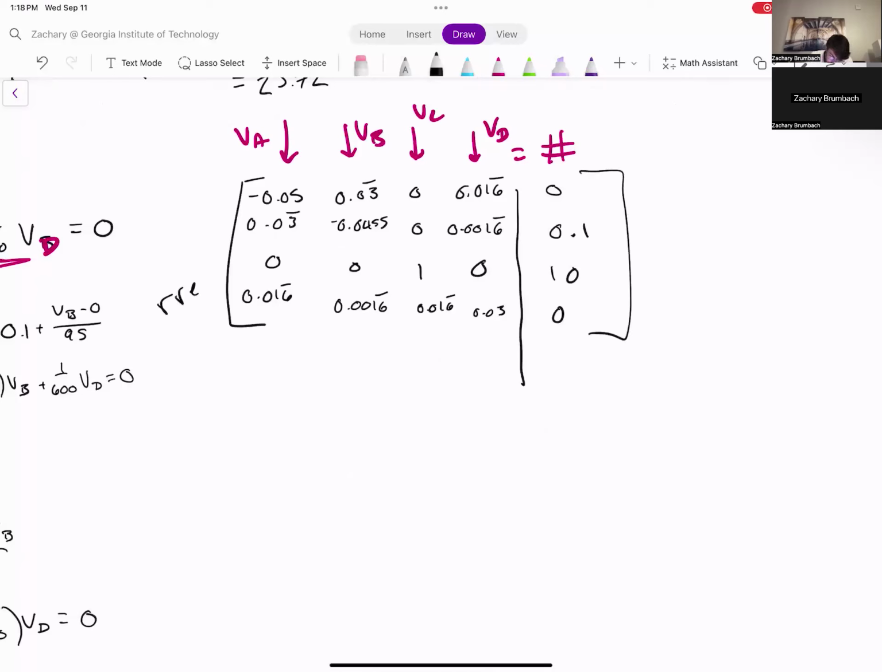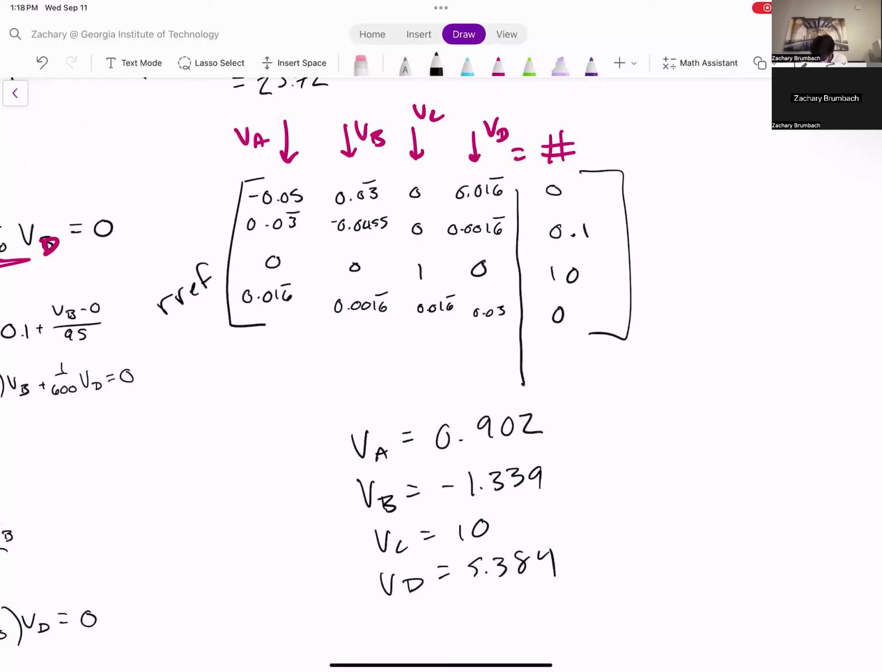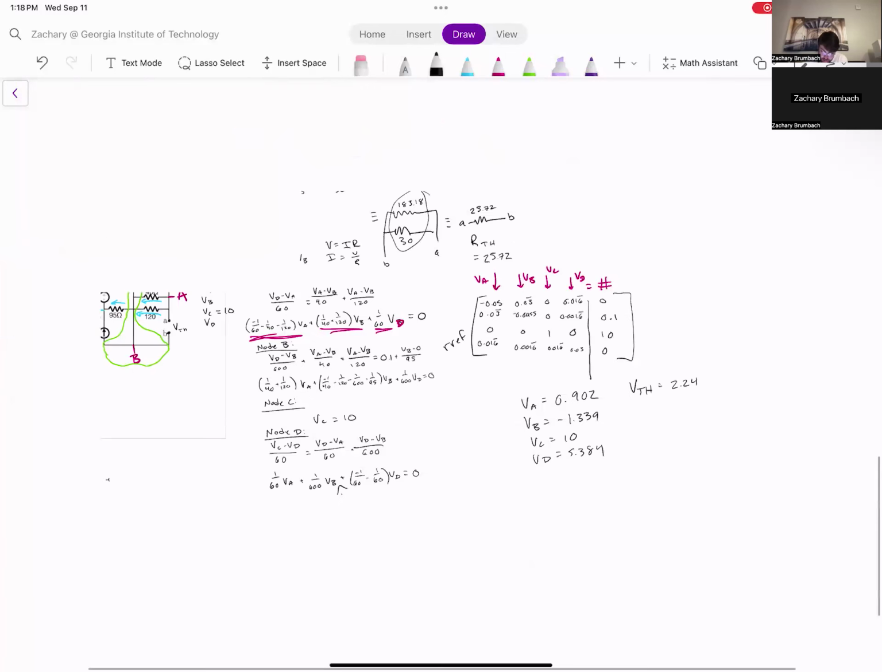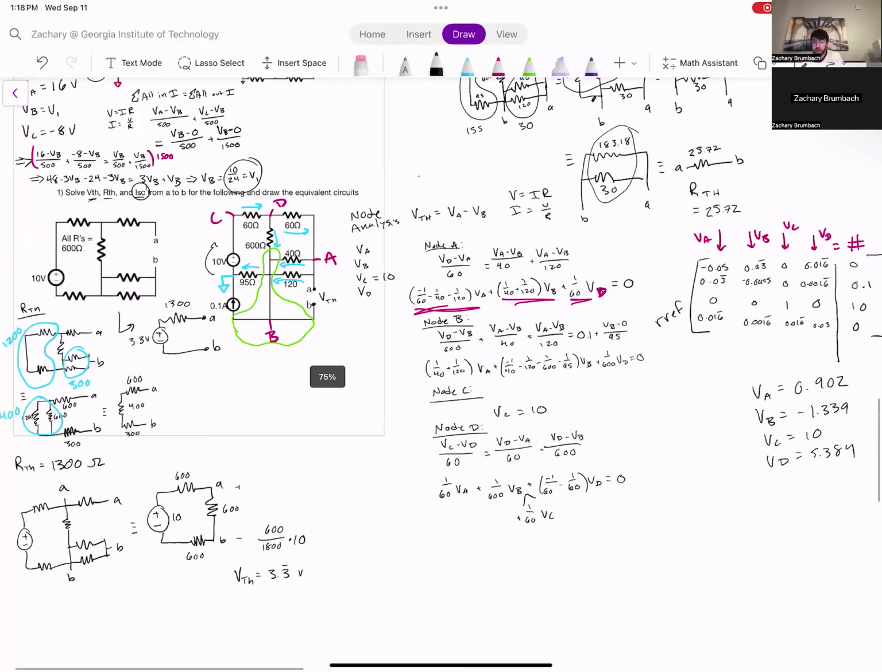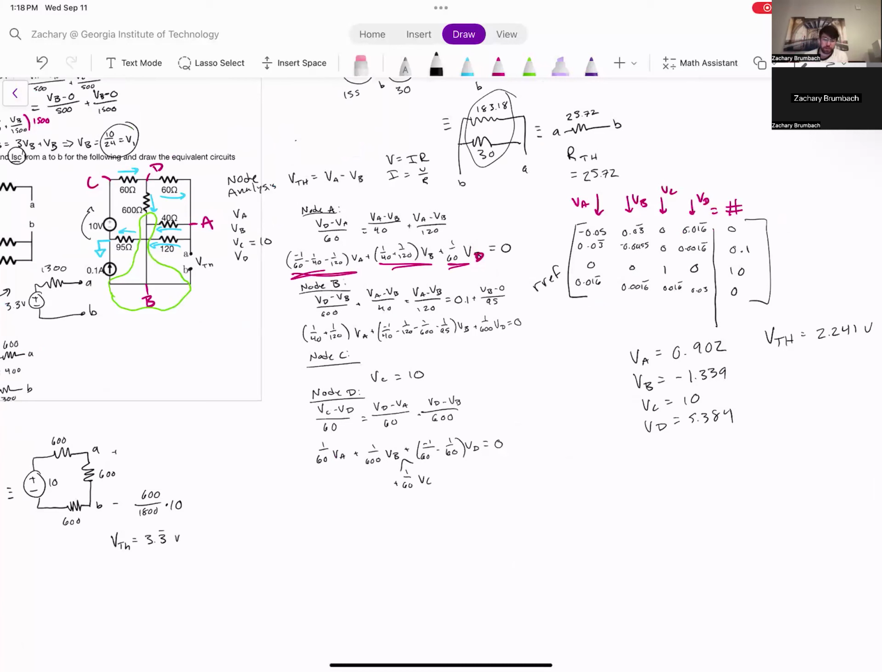And if you put this in reduced row echelon form, you're going to get VA is equal to 0.902. VB is equal to minus 1.339. VC is equal to 10. VD is equal to 5.384. And remember, we're looking for V Thevenin, which is equal to VA minus VB, which in this case is 2.241 volts. That is a lot of math, and I know that. This is meant to be the most difficult types of problems that you'll see in these sorts of instances, okay? This is as hard as it gets.